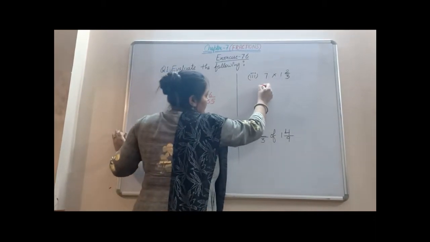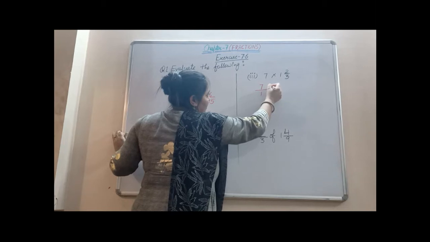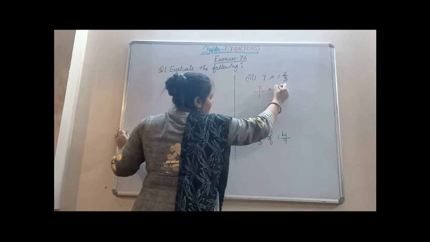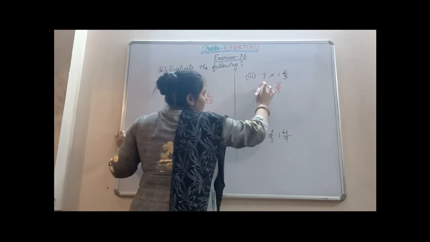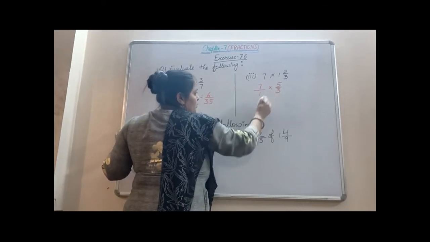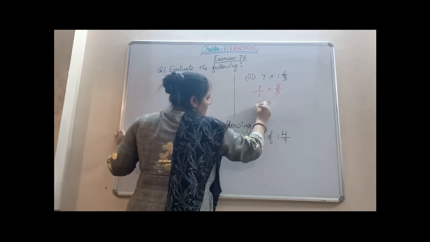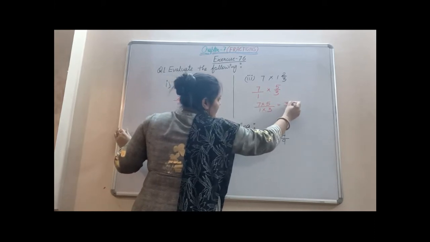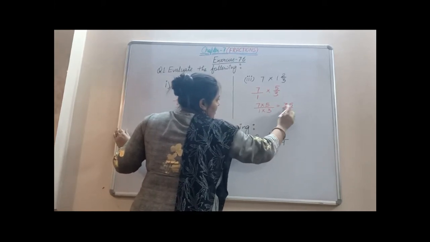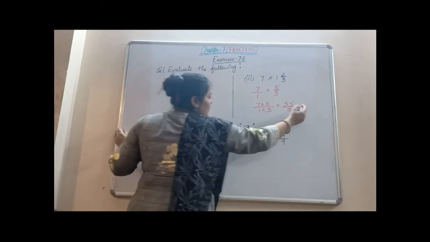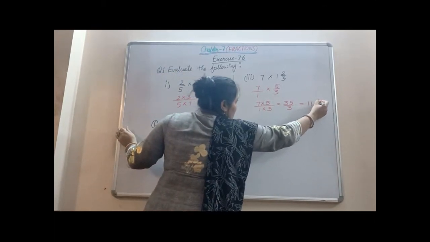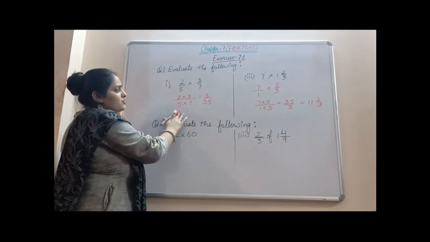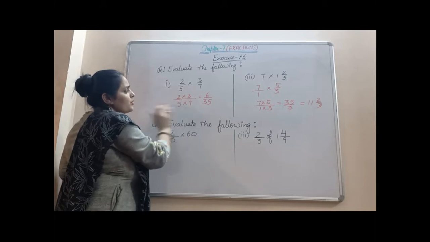Third part, 7. We can write 7 as 7 by 1 and 1 2 by 3 converted into improper fraction. 3 1s are 3 plus 2 is 5, 5 by 3. Now again multiplying numerator together and denominator together. So 7 into 5 divided by 1 into 3. So this will be 7 5s are 35 by 3 into 1, 3. So this improper fraction, converting into mixed form, will be 11 2 by 3. So for multiplying two fractions we have to just multiply numerator together and denominator together.